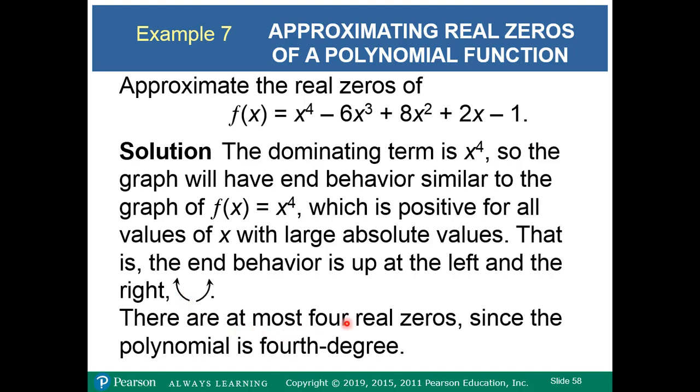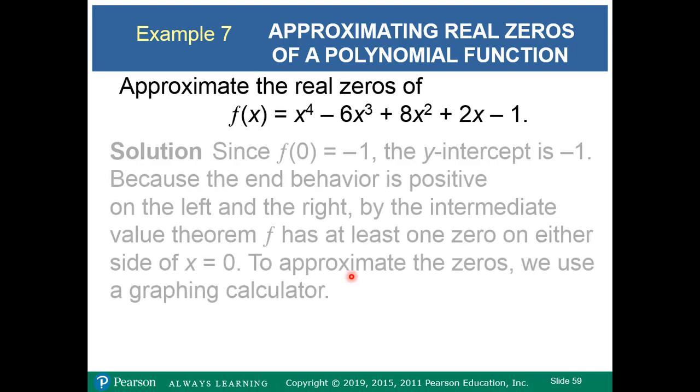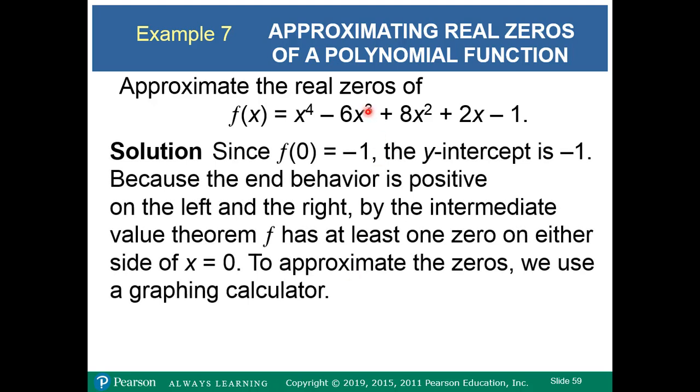There are also at most 4 real zeros because the degree is 4. So it will cross the x-axis at most 4 places. Also, we know that the y-intercept is at -1, because f of 0 equals -1.